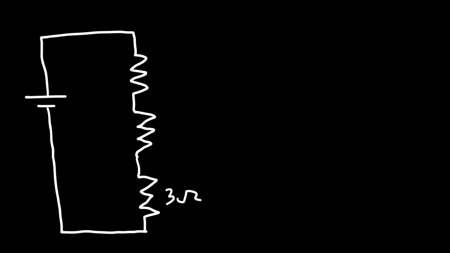Now, let's say we have a battery and we have multiple resistors connected in series. So let's say this is a 3 ohm resistor and this is a 5 ohm resistor, and here we have a 7 ohm resistor, and we have a 60 volt battery connected across those 3 resistors. What is the current flowing through each resistor, and what is the voltage across the 3 resistors connected in series?